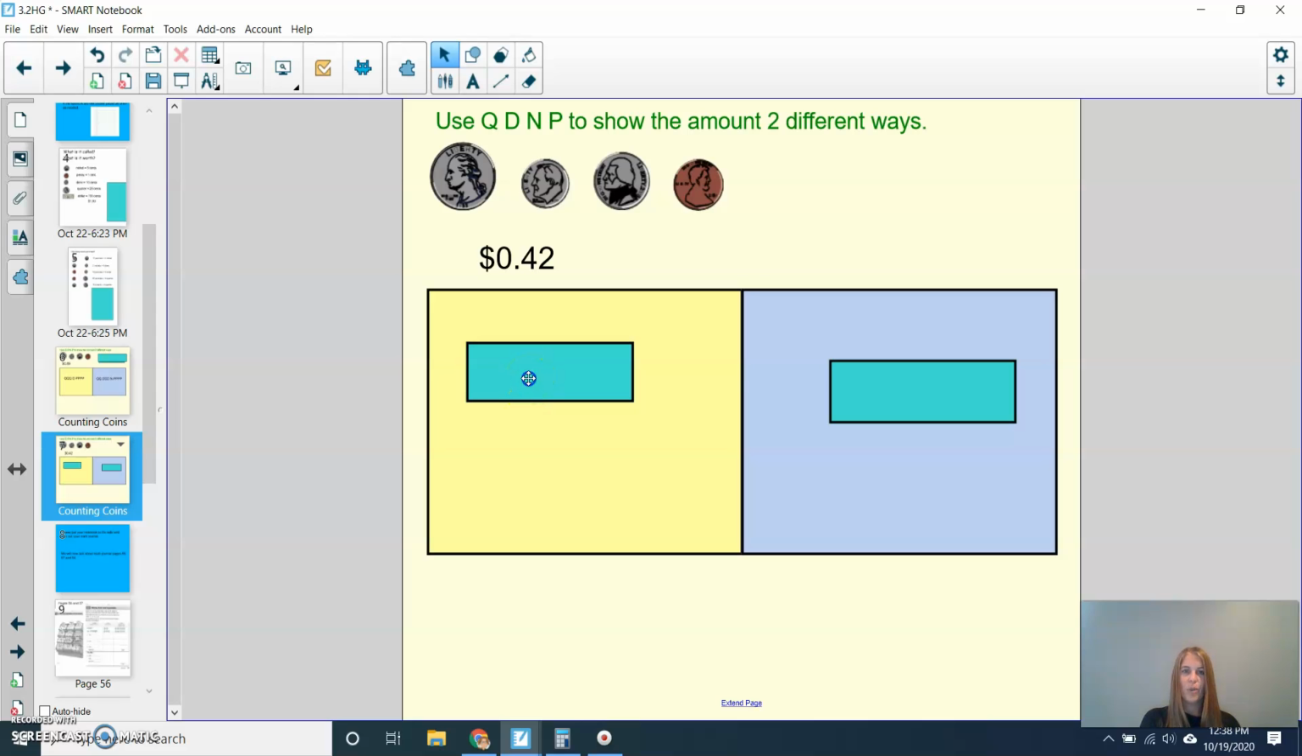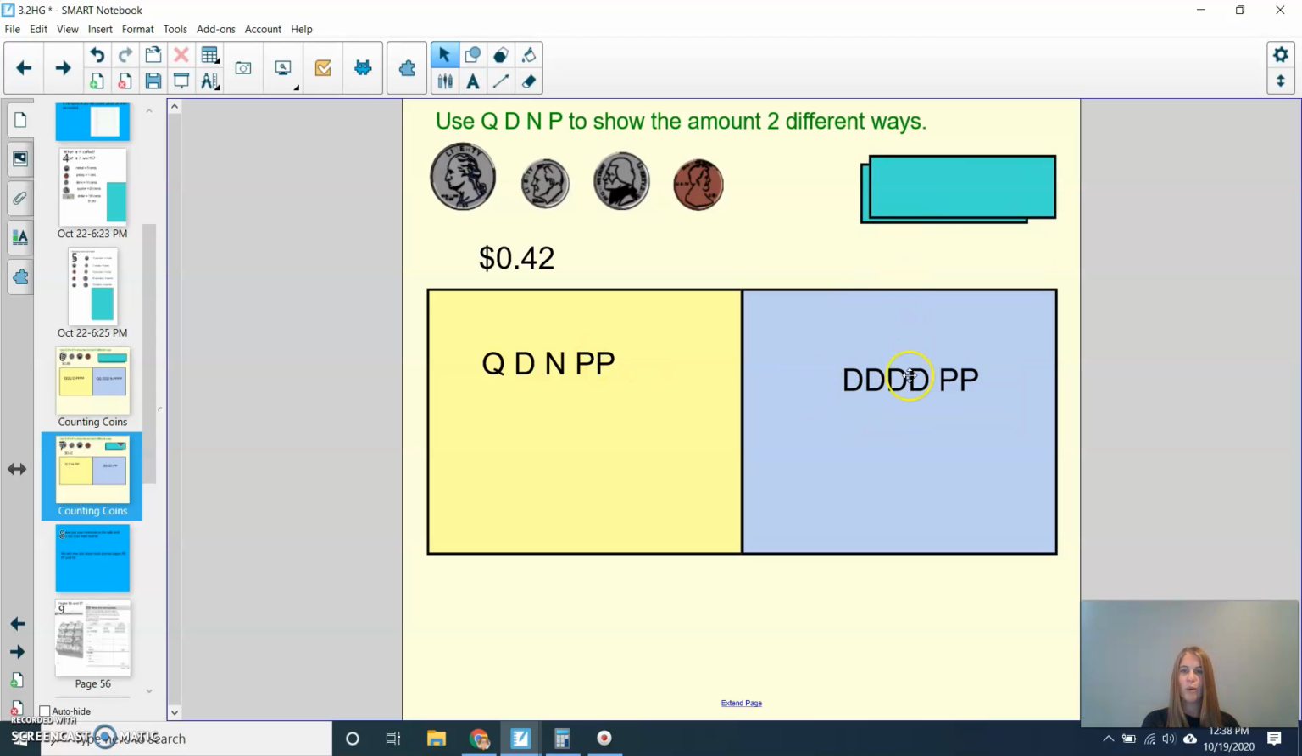All right, second graders, the ways that I chose, I used a quarter, which was 25, then a dime, 35, a nickel, 40, and then 41 and 42. The other way that I picked is I used 4 dimes, 10, 20, 30, 40, and then 2 pennies to get 42. And you maybe had different answers than me, and that's okay.